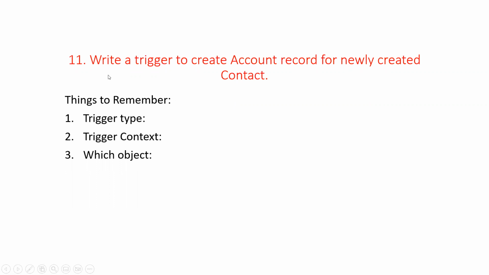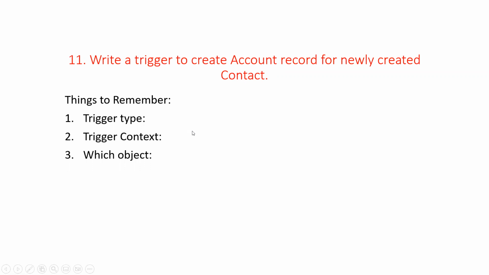And we're going to solve this problem in the 11th example: writing a trigger to create an account record for a newly created contact. So for every newly created contact, there should be a corresponding account record. For that, we'll be discussing what we need.